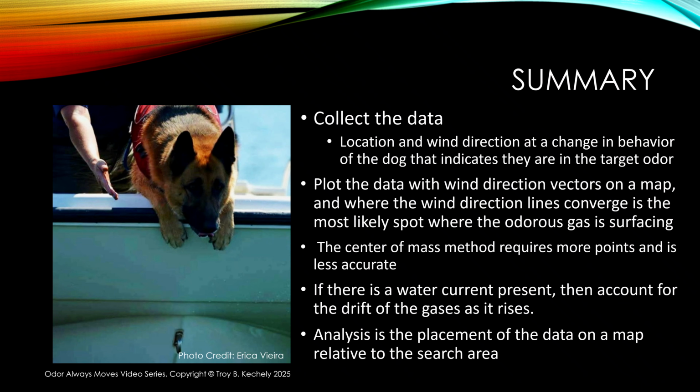Okay, and the center of mass is the same thing. The difference is we're just looking for the concentration of points, and that's where it's likely surfacing. And then if there's water current present, we've got to take that into account, and any drift of the gases as they rise through the water. Then the analysis is to place those points, that convergence, and the potential drift due to the water on the map again, to where you can say, hey guys or gals, this is where you go out and dive. This is where you go out and run your sonar. Okay.